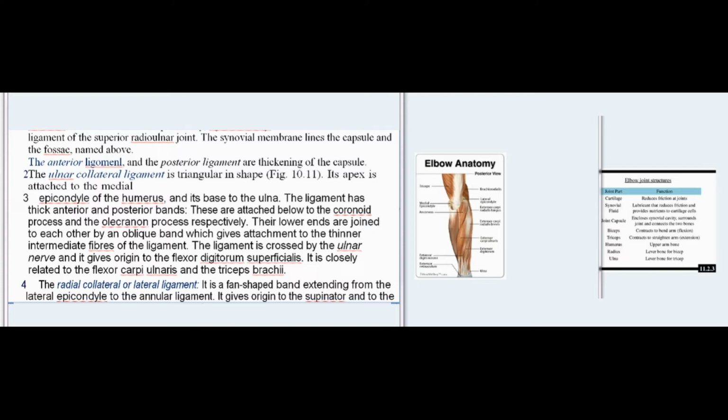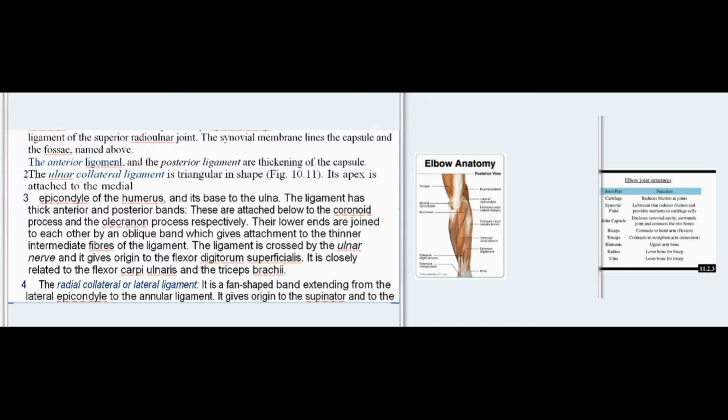2. The ulnar collateral ligament is triangular in shape, Fig 10.11. Its apex is attached to the medial epicondyle of the humerus, and its base to the ulna. The ligament has thick anterior and posterior bands; these are attached below to the coronoid process and the olecranon process respectively. Their lower ends are joined to each other by an oblique band which gives attachment to the thinner intermediate fibers of the ligament. The ligament is crossed by the ulnar nerve and it gives origin to the flexor digitorum superficialis. It is closely related to the flexor carpi ulnaris and the triceps brachii.